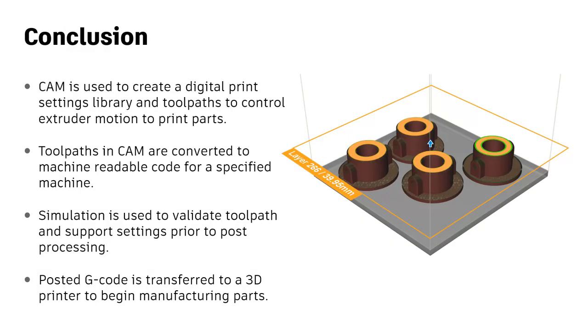In conclusion, CAM is used to create a digital print settings library and toolpaths to control extruder motion to print parts. Toolpaths in CAM are converted to machine-readable code for a specified machine. Simulations are used to validate toolpaths and support settings prior to post-processing. Posted G-code is transferred to a 3D printer to begin manufacturing parts.